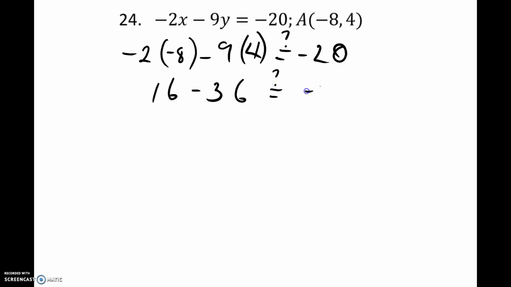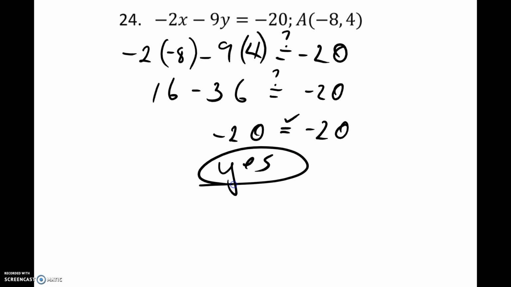Over here, question mark equals -20. And then 16 minus 36 is -20. So here we do end up with this true statement. So the answer is yes. Okay, hope that helped.